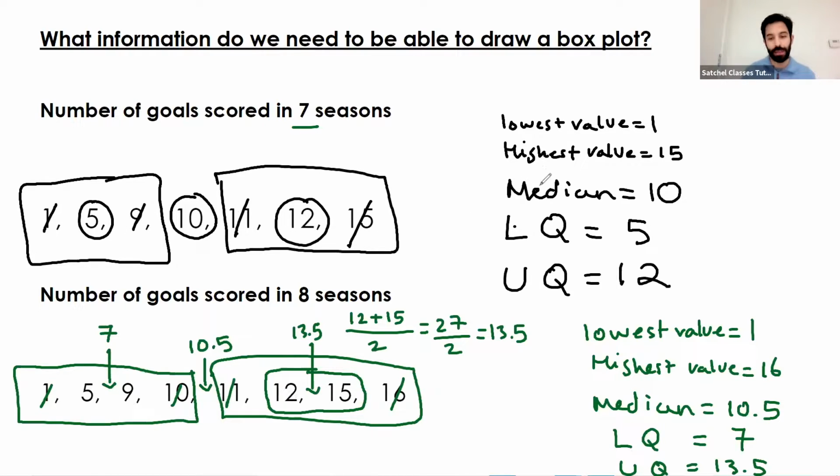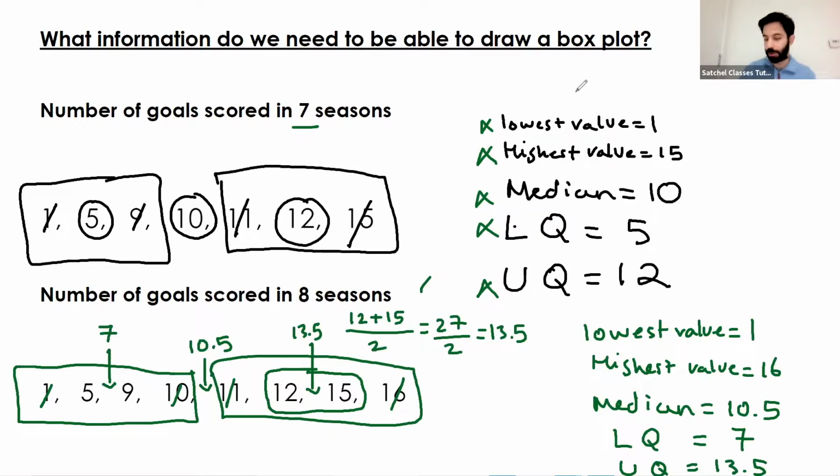So again, notice when you have an odd amount of numbers in your data set, it's a lot easier to find the median, lower quartile, and the upper quartile. When you have an even amount of numbers in your data set, it becomes a little bit more tricky, and you need to be able to find the midpoint of two numbers when you have a situation like we have in this example. So the most important thing, to be able to draw box plots, you need to identify your lowest value, your highest value, find the median, find the lower quartile, and find the upper quartile.